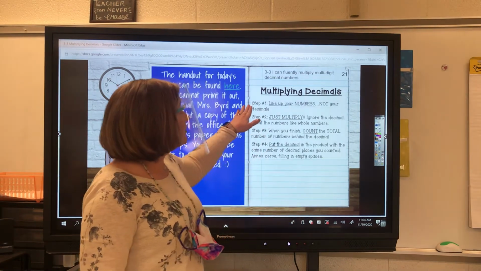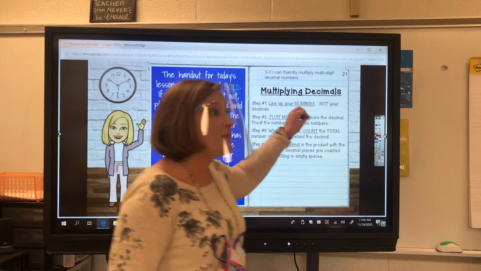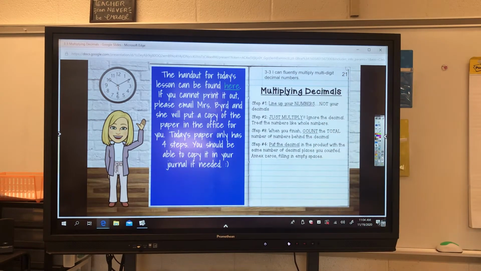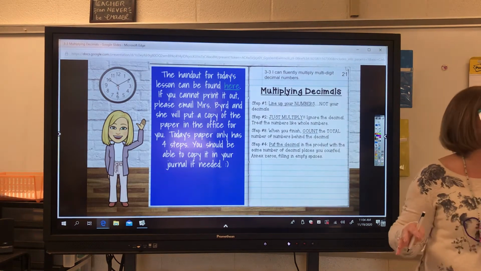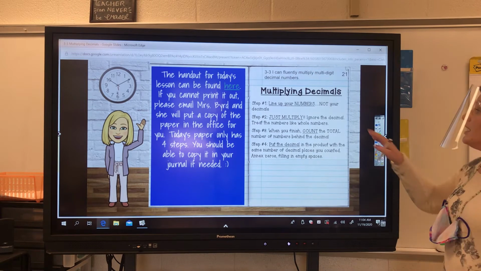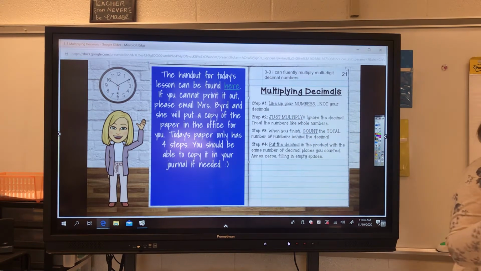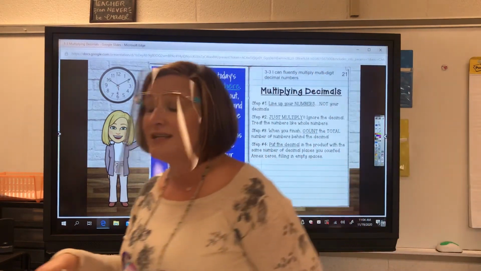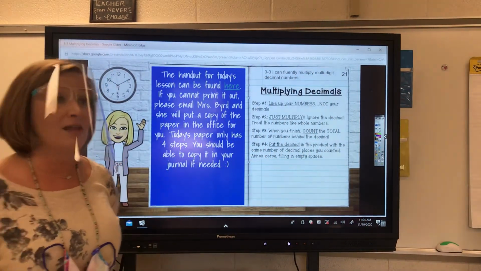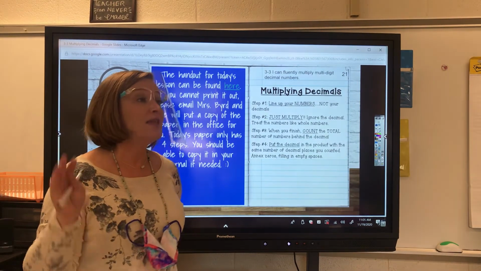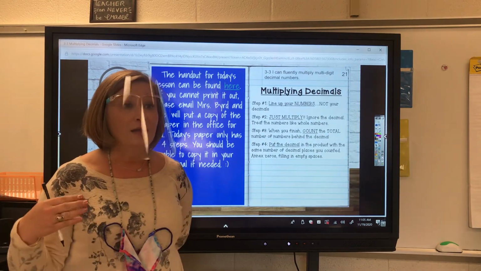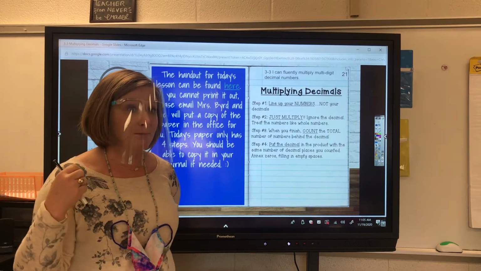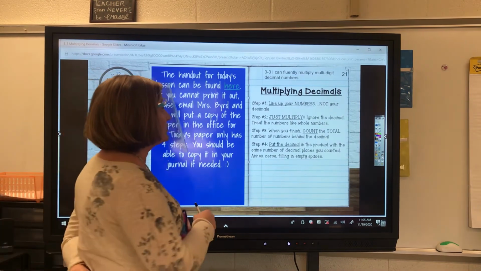Okay? So the first step is we line up our numbers. We do not line up the decimal, okay? We do not line up the decimal. You line up your numbers just like you do when you multiply, okay? Step 2, just multiply. You completely ignore the decimals and the numbers. You don't pay attention to the decimals. You just multiply like you normally would, okay? That's something that you've been doing since 4th grade, all right? You've been multiplying multi-digit numbers.